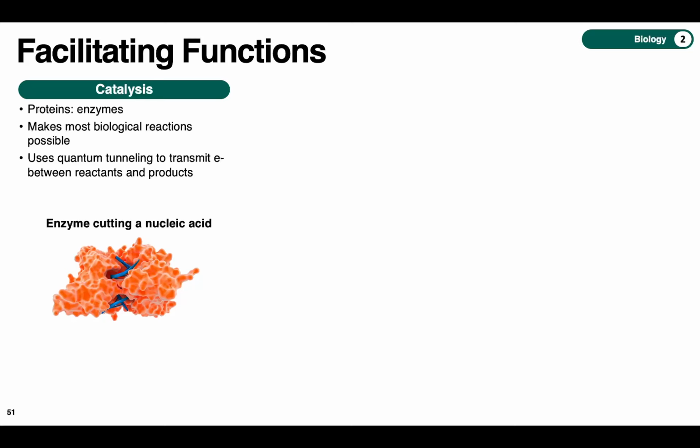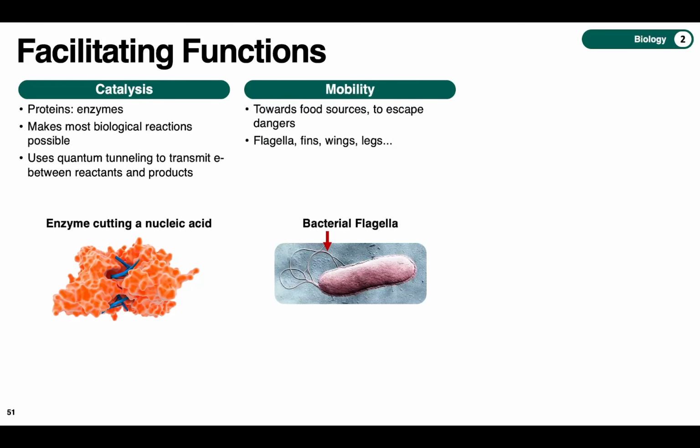Among the other functions, the enabling functions, we have mobility. So apart from plants that don't move, all other organisms will need to move to find nutrients or to escape from dangers, etc. And so they will have different forms of mobility, like flagella for bacteria, as you see here, or wings and fins and limbs, etc.